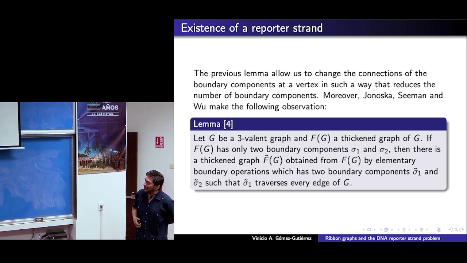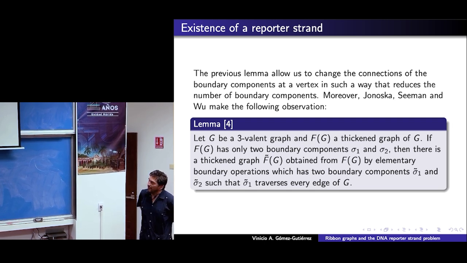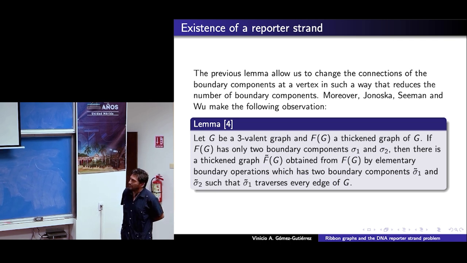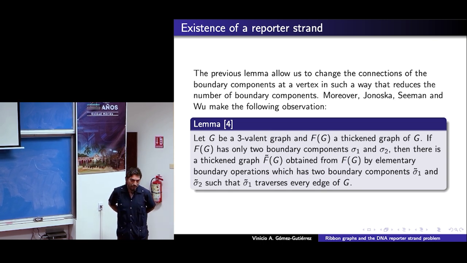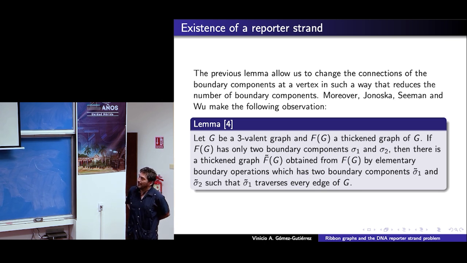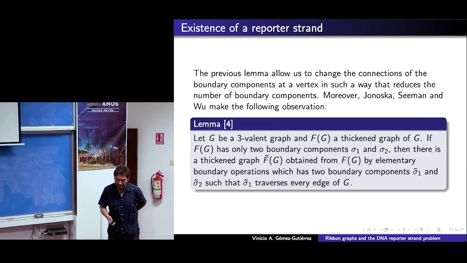Let G be a trivalent graph and f of G a thickened graph of G. If f of G has only two boundary components, sigma 1 and sigma 2, then there is a thickened graph f hat G of G obtained from the original thickened graph by elementary boundary operations, which has two boundary components, sigma 1 hat and sigma 2 hat, such that sigma 1 hat traverses every edge of G.